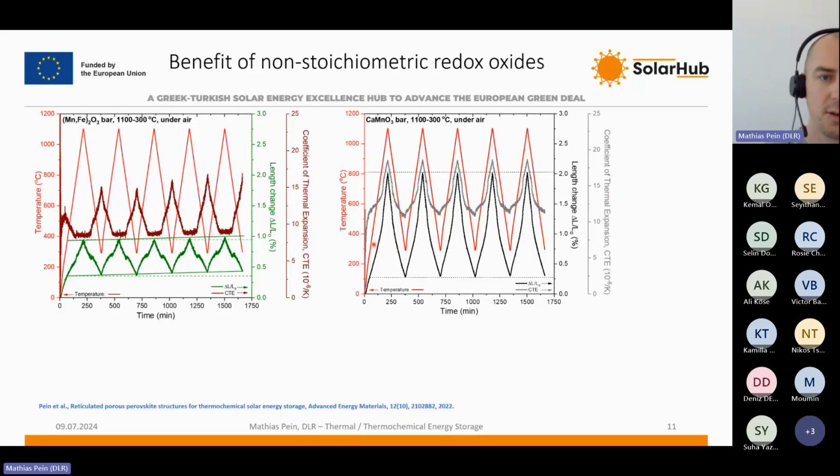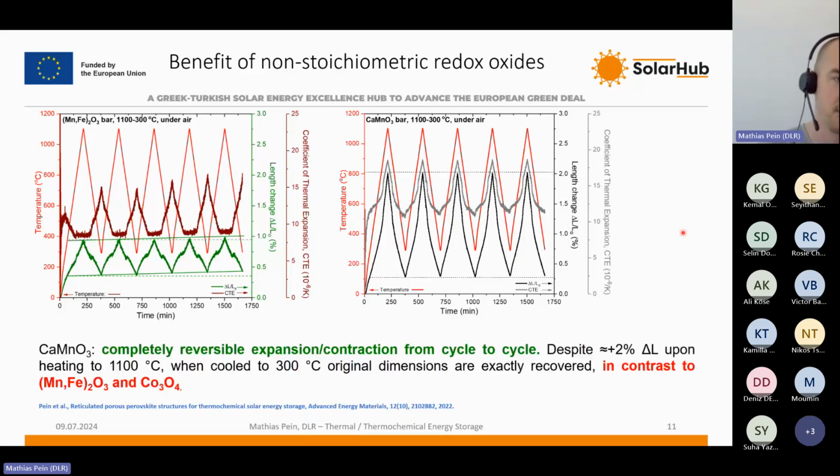So these samples have been cycled between 300 and 1100 degrees Celsius with a 5 degrees per minute heating rate. And you can see after each cycle, the material comes back to its original size and length. So there's literally zero permanent expansion per cycle, which means the degradation is much less than in stoichiometric oxides.